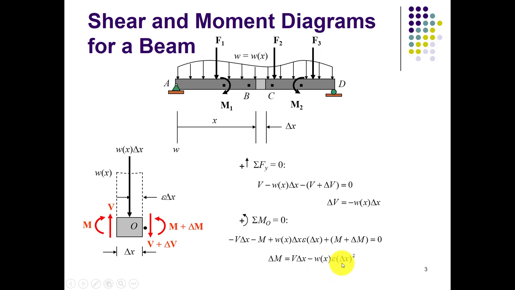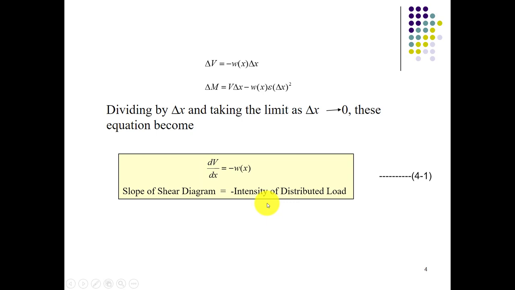By dividing delta V by delta x and taking the limit as delta x goes to 0, this equation would be dV over dx, which is shear with respect to x, and which is basically the slope of a shear force diagram. This differential is the slope of a diagram, which would equal the negative of the uniformly distributed load. If we differentiate the shear with respect to x, we will have the intensity of a load. If we differentiate the moment equation with respect to x, we would have the shear force.